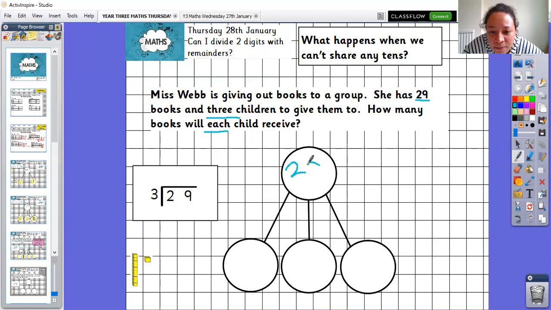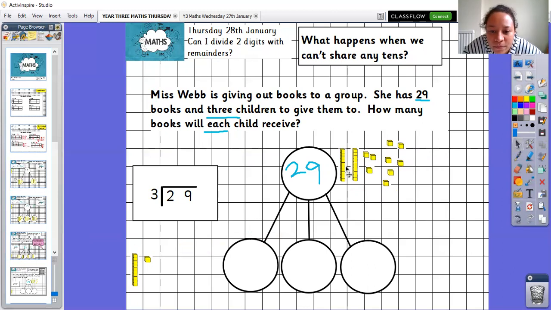So 29 is going to go up here in my whole. And then I'm going to start to build the number. So for 29, I will need 2 tens to make 20, and then I will need 9 ones. So here we go. 1, 2, 3, 4, 5, 6, 7, 8, and 9. Okay, and then I can begin sharing out.